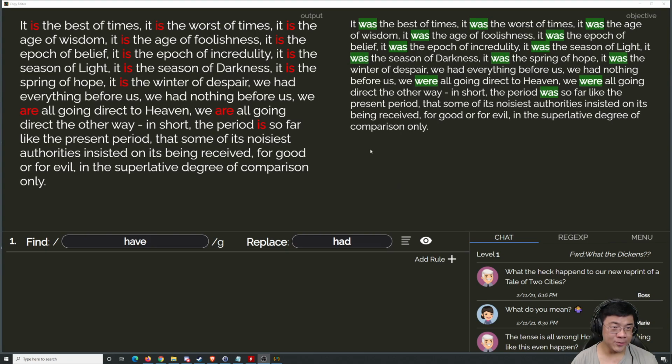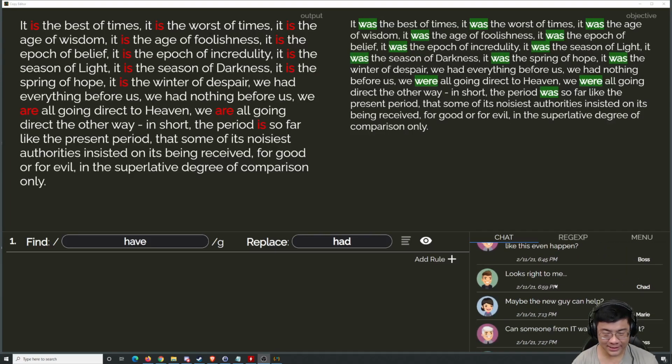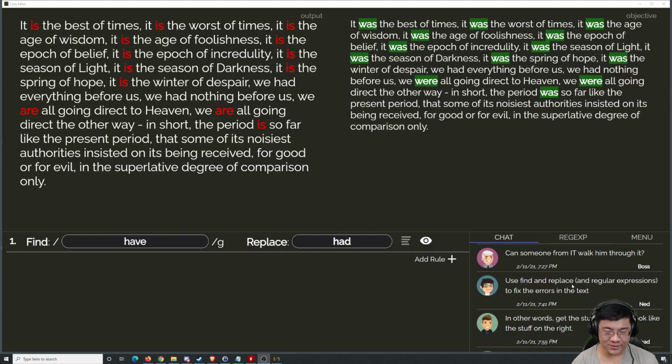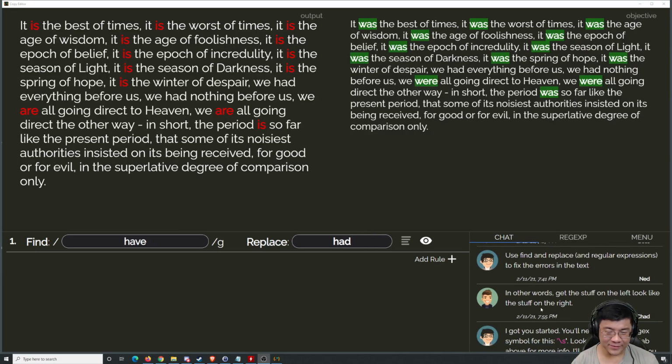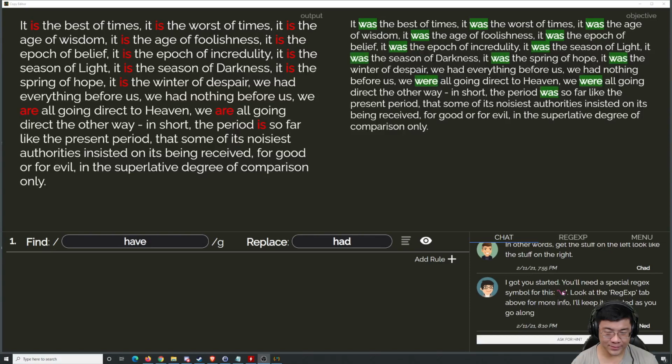All right, so basically, regular expressions are things where it's like pattern matching, sort of, but with text. It has a lot of applications. In this one, you're basically just trying to change all these "is" to "was", and you can see this cute little chat here. It talks to use find and replace and regular expressions to fix the errors in the text. Get the stuff on the left to look like the stuff on the right. And then it can teach you more.